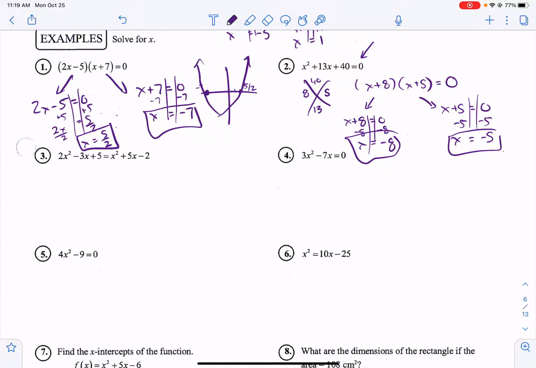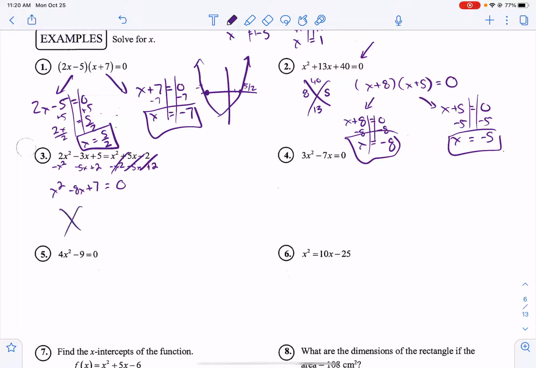All right, number 3, this one's a little bit messier, mostly just because there's things on both sides. So let's move everything over to the left. So I'm going to minus x squared right there. I'm going to minus 5x over here, and I'm going to add 2, and that should move everything to the left. Everything on this side will cancel. So this is going to equal 0, and over here I'm going to have a 7, a negative 8x, and an x squared.